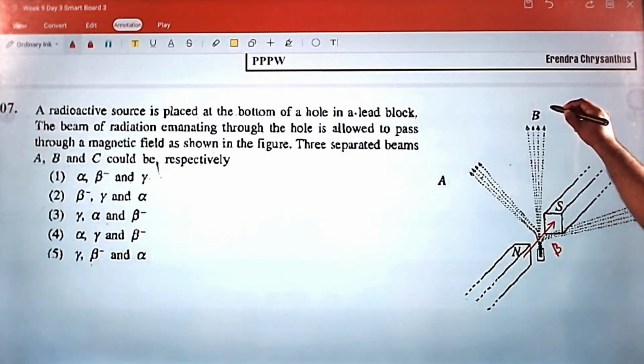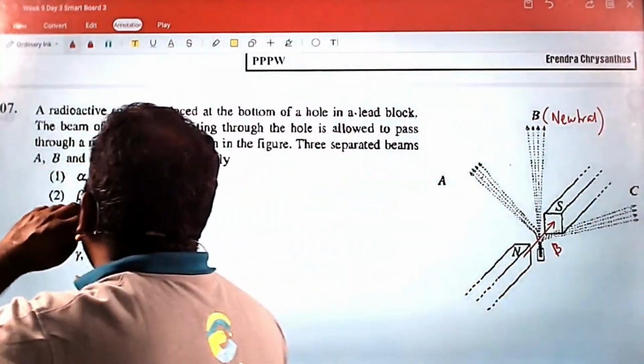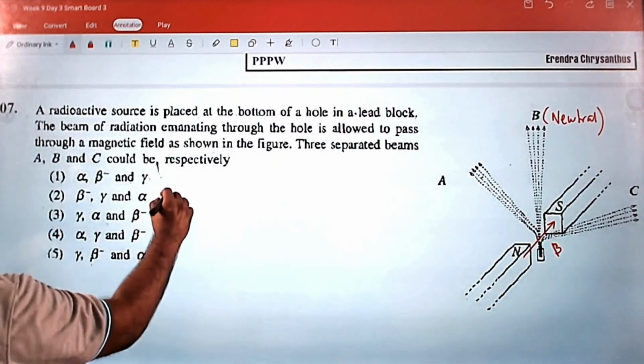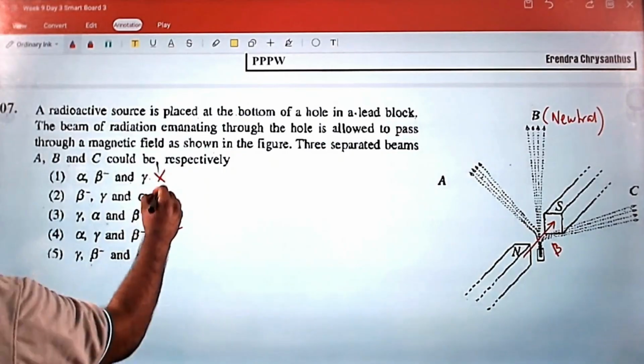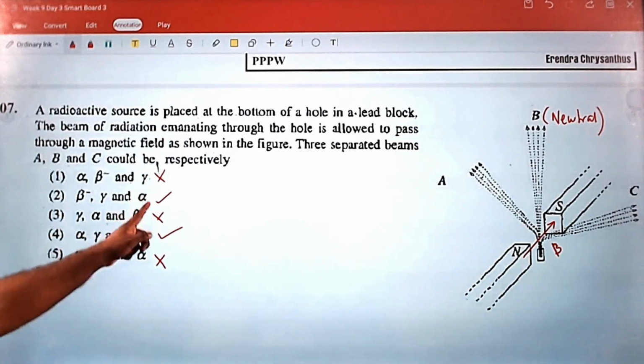Here no deviation takes place, which means this is neutral. Neutral means no charge. No charge means it can be gamma rays. So B can be gamma. So either this is correct or this is correct. All the others are wrong.